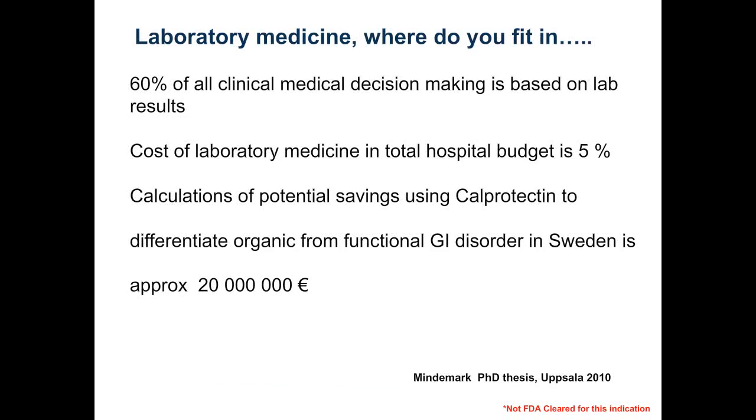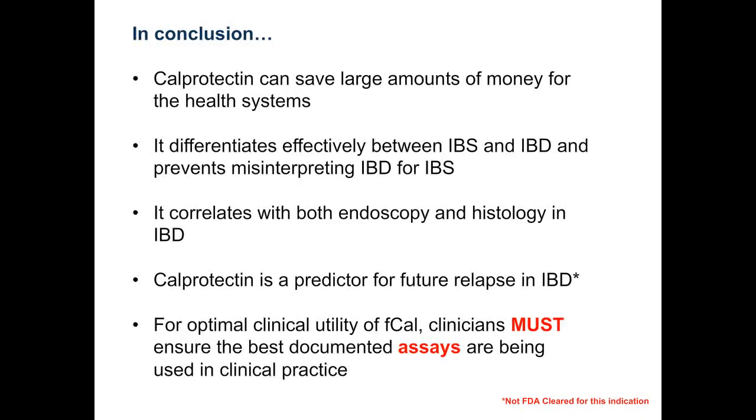So, laboratory medicine, where do you fit in? Well, it turns out that 60% of all clinical medical decision making is based on lab results. And I also checked out the cost of laboratory medicine, at least in different countries in Europe, and it is only about 5% of the total hospital budget. So you're really the inexpensive part of the hospital. And calculations of potential savings from using calprotectin to differentiate organic from functional gastrointestinal disorders in Sweden came to about 20 million euros. So, we're small countries compared to the United States.